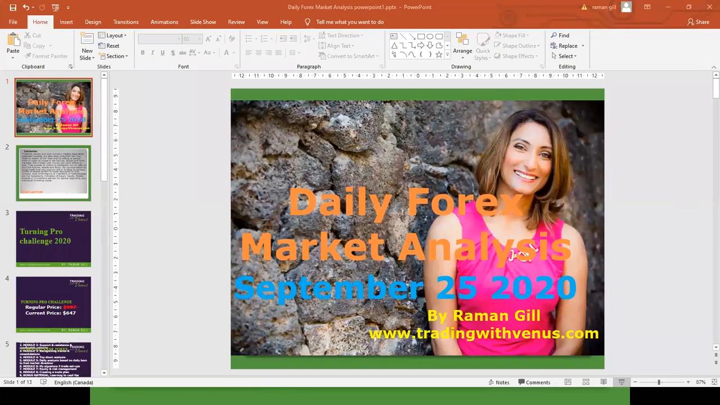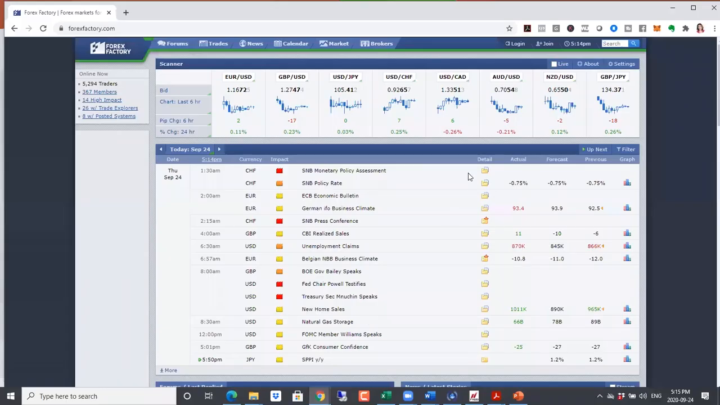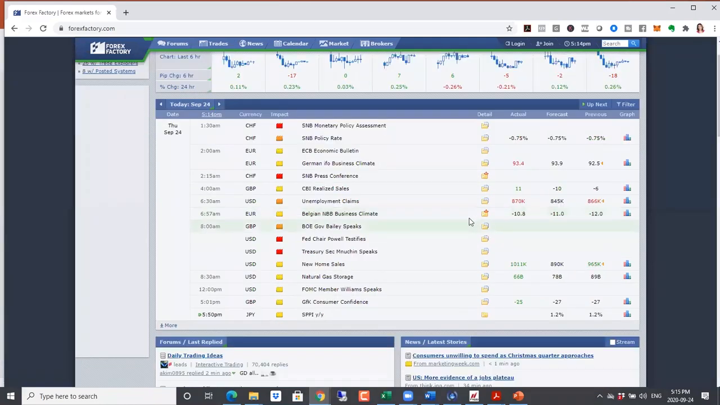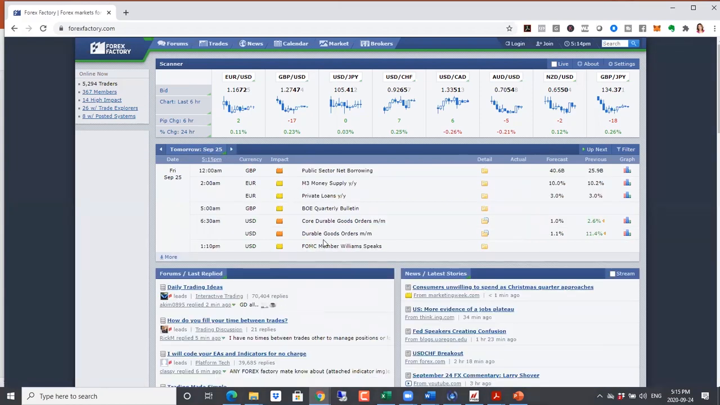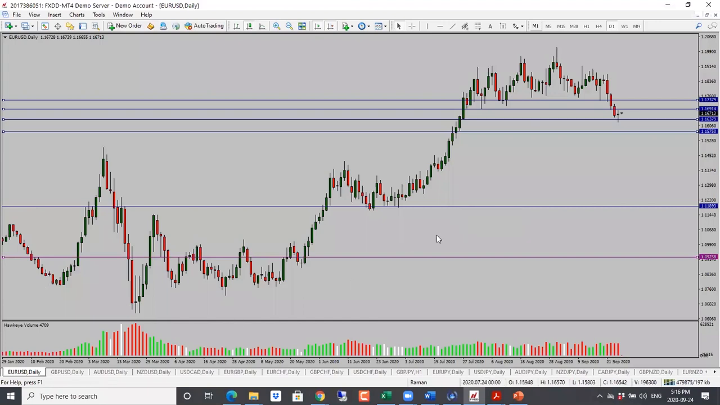As usual, we'll start off by taking a look at our calendar here. So in terms of data that's coming up here, we had a bunch of Swiss National Bank, we have Fed, Bank of England, we had a bunch of speakers today. And coming up on Friday, a little bit lighter in terms of our data here. We have durable goods orders here. There's one FOMC member speaking, but not a whole lot in terms of data here. So it's relatively quiet.